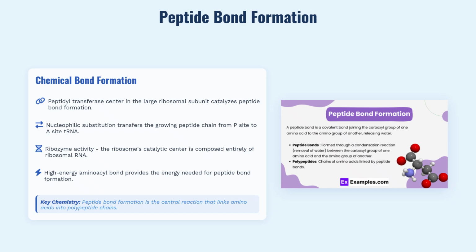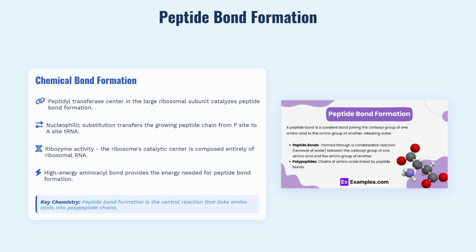Peptide bond formation is the central chemical reaction of protein synthesis, where amino acids are covalently linked together to form polypeptide chains. This reaction occurs in the peptidyl transferase center of the large ribosomal subunit, which is composed entirely of ribosomal RNA, making it a ribozyme. The reaction involves the transfer of the growing peptide chain from the tRNA in the P site to the amino acid attached to the tRNA in the A site.